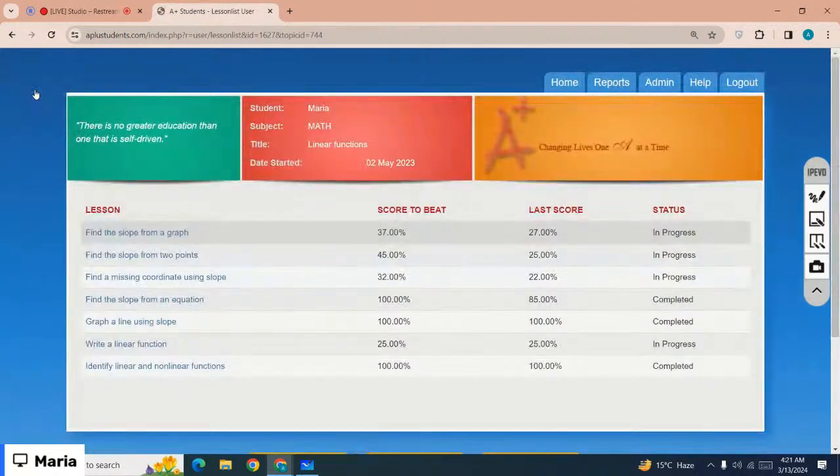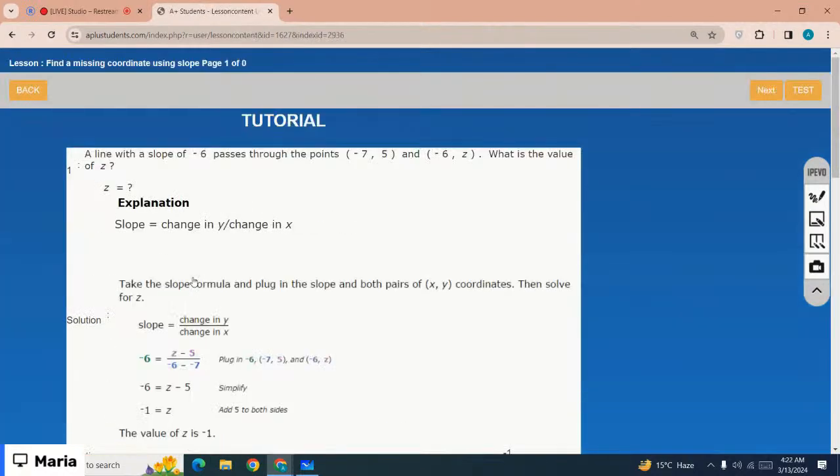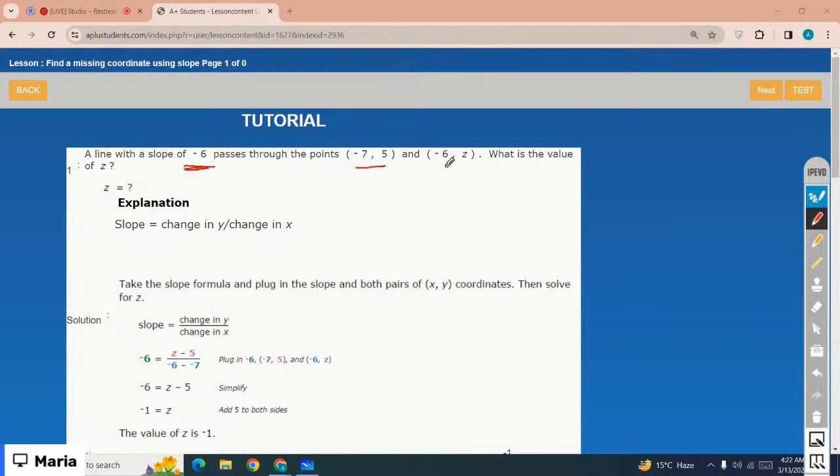The next lesson is find a missing coordinate using slope. So what if one of the coordinates is missing and the slope is given? How do you find the missing point? Just look at this question. A line with a slope of negative 6. You are given the slope, that is negative 6, right? Passes through the points negative 7, 5 and negative 6, z. What is the value of z? You need to calculate the value of z.